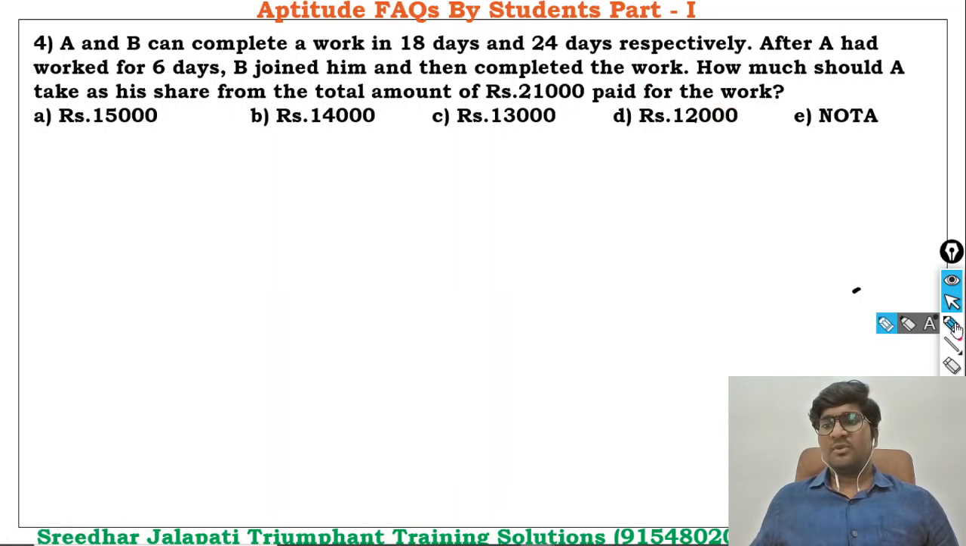Here is question number 4, and it seems to be a question from time and work. Those who want to try the question, you can pause the video. Here is the question. A and B can complete a work in 18 days and 24 days respectively. After A had worked for 6 days, B joined him and then they completed the whole work. How much should be A's share from the total amount of 21,000 paid for the work? So it's like money distribution.